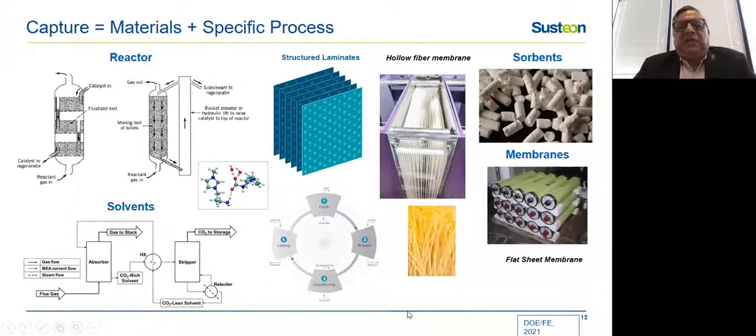One of the things which is not very well appreciated is that you cannot just take one process and adapt that process for all CO2 streams. The capture is a combination of materials which go into the process and the specific process designs, because you just cannot have one material which will work on all processes, or one specific process which will work with all the other applications. I'll give you some specific examples in the slides, because if you're going to use a solvent for a natural gas combined cycle plant flue gas, that solvent probably needs to be run very differently for a coal-fired plant versus a cement flue gas. So I just wanted to make sure that you appreciate this distinction.